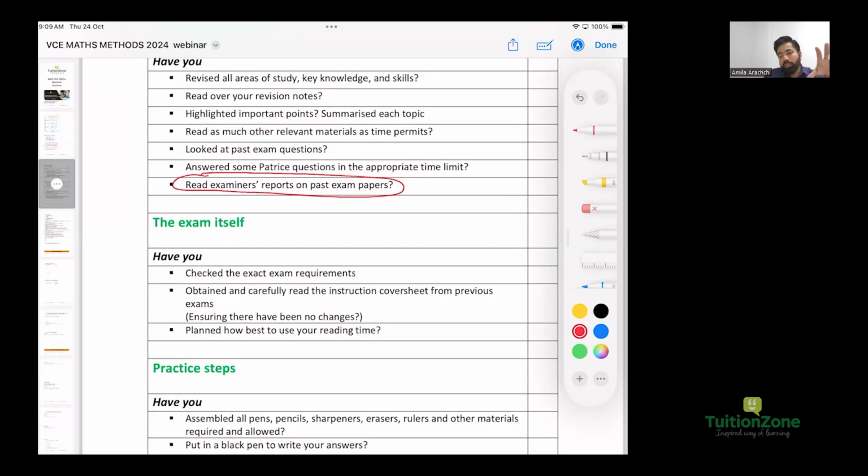But when you read the report, it might say, okay, some students make this little mistake in there. And it might be an advantage the next time when you're doing a question. So that's why, not only the ones you got wrong, even the correct ones, read the report fully. Okay.